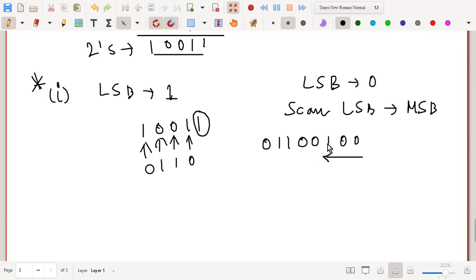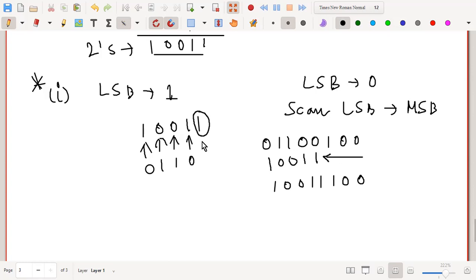After the occurrence of the first 1, only then do you interchange. After this, you interchange this 0 to 1, this 0 to 1, this 1 to 0, this 1 to 0, and then this 0 to 1. So these are the two shortcut methods. Your 2's complement would be 1, 0, 0, 1, 1, and this would be as it is, 1, 0, 0.